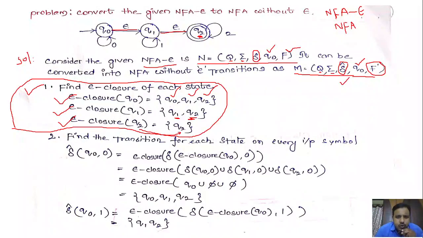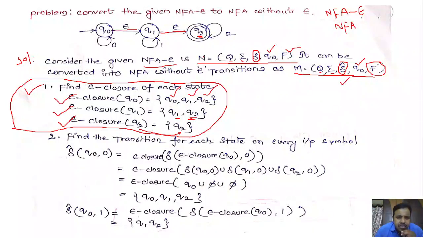That is Q2, right? So if the epsilon closure of any state contains Q2, mark that state as a final state in the resultant NFA. I am repeating once again. What is the final state in the given problem? Q2, right? So if the epsilon closure of any state contains Q2 as a member, then mark that particular state as the final state.